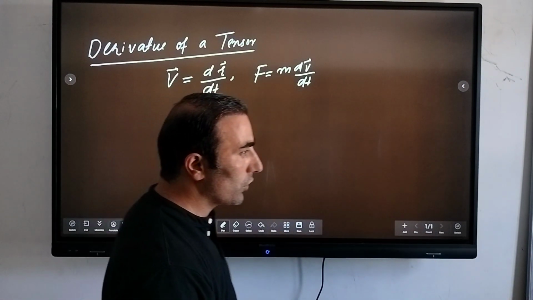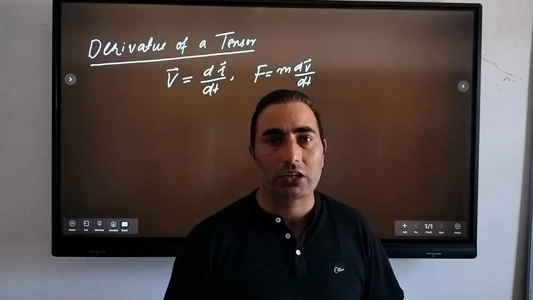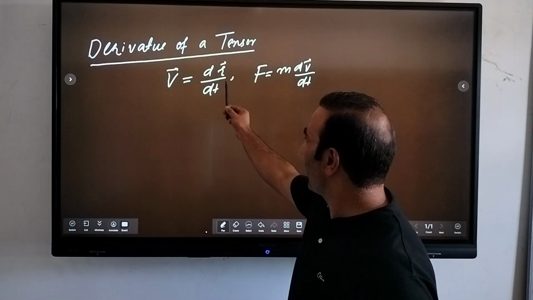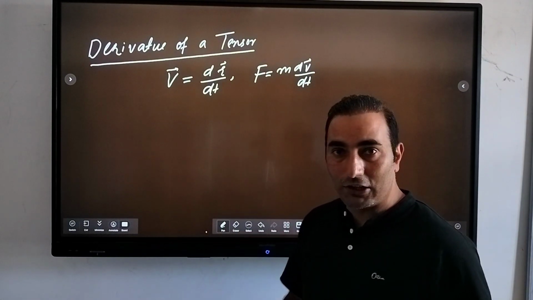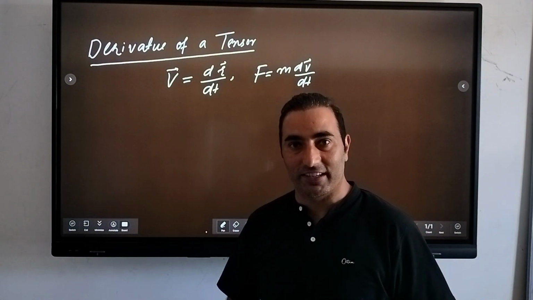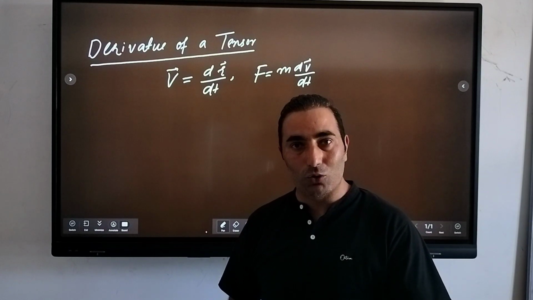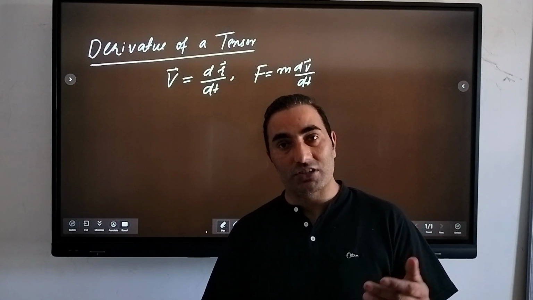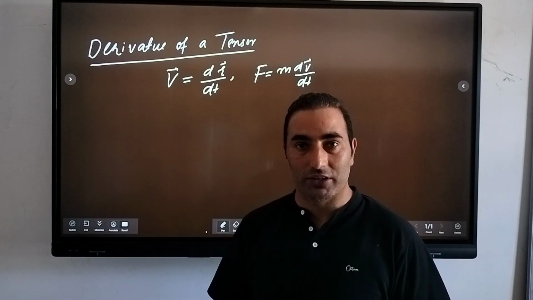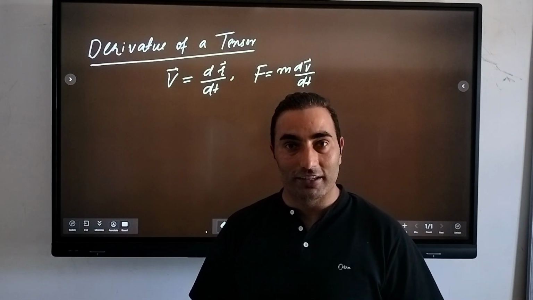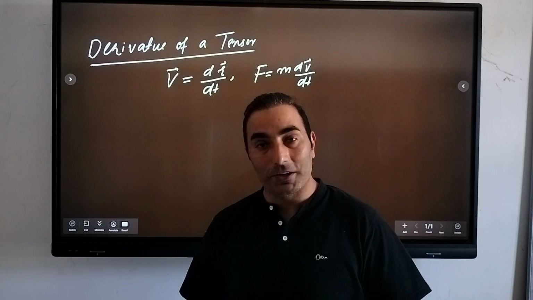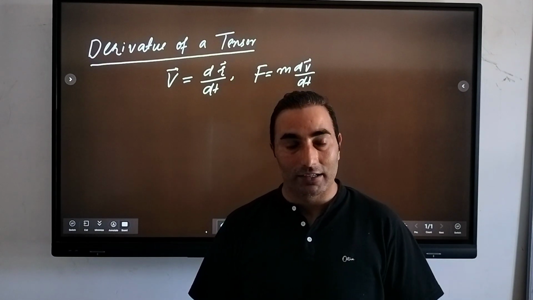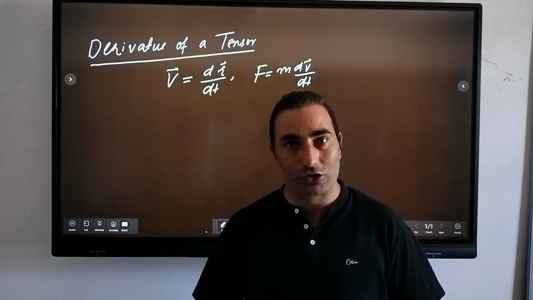So for example, if we take the derivative of some quantity, like the position vector or the velocity, that basically gives us another tensor, right? So the derivative of a tensor gives us another tensor. Now our question is, after taking the derivative, whether the rank of that tensor remains the same or not. So we need to check that.